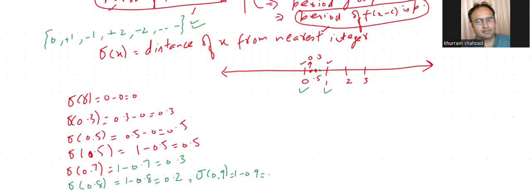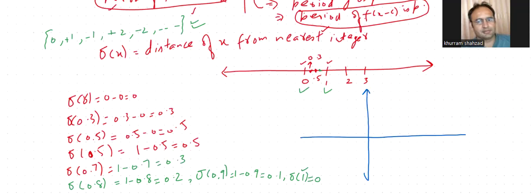Again, if you calculate sigma at 1, this is also equal to 0, because the distance of 1 from the nearest integer, which is 1, is 0. So its distance from itself is 0. Now, I would like to draw its graph here. This is its graph. Suppose this is 0 and this is 1 and this is 2.